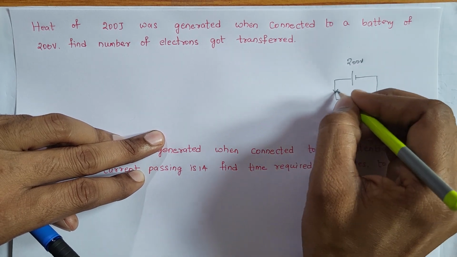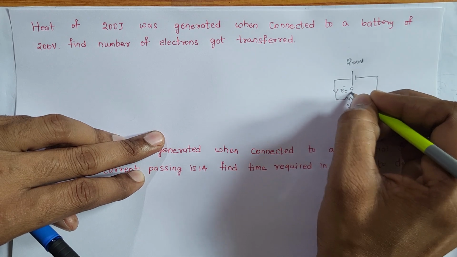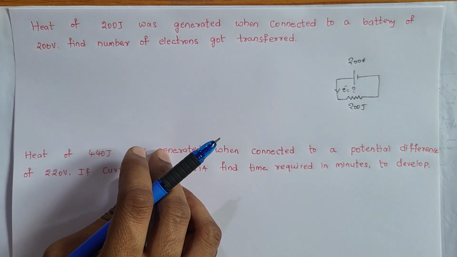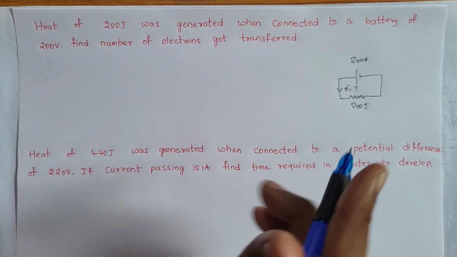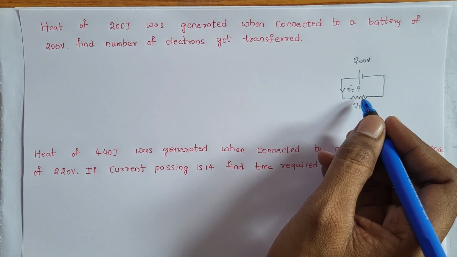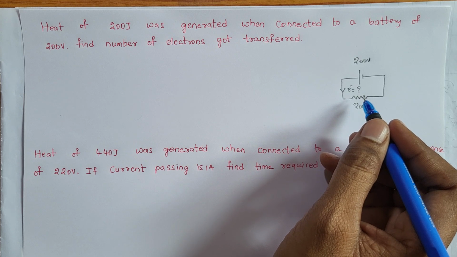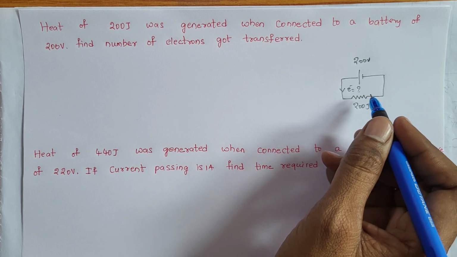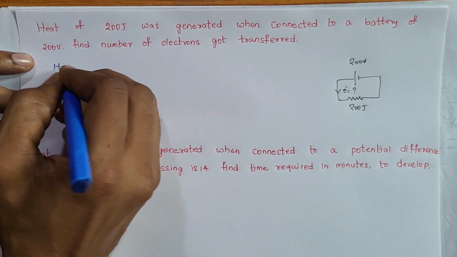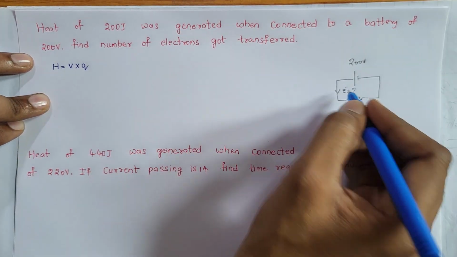Okay, now electrons will get transferred, right? How many electrons? Number of electrons is equal to question mark. This is what we have to find. How to find now? To find how many number of electrons, first we can find how much charge got transferred. After finding out how much charge got transferred, then we can find out how many number of electrons got transferred. So, we can use this formula H is equal to V into Q to find the charge. After finding charge, we can find number of electrons.